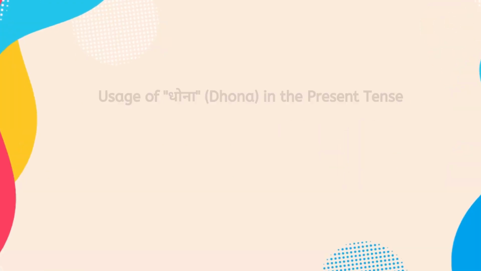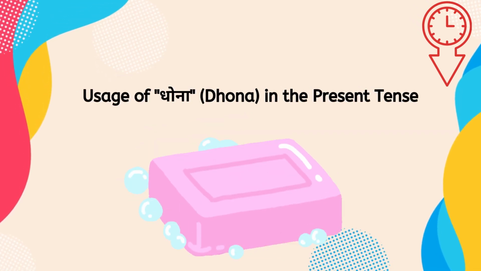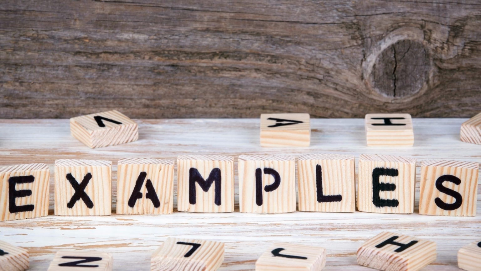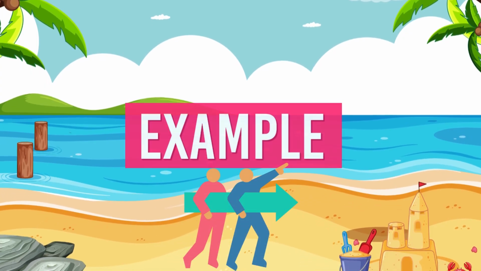Now, friends, that we know the basics, let's see how to use dhona, that is washing, in the present tense with simple examples. To make it easy, here's a simple formula to help you form sentences effortlessly. So the formula is subject followed by noun, which could be singular or plural, followed by dho, that is the root word for washing, followed by either raha, rahi or rahe, followed by hoon, hai or hain, depending upon the context. Let's clarify with the help of some examples.